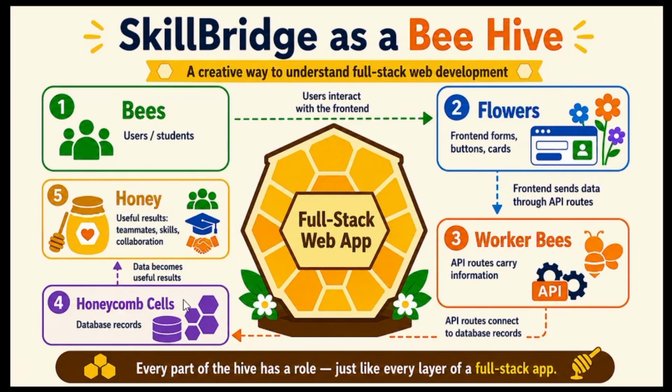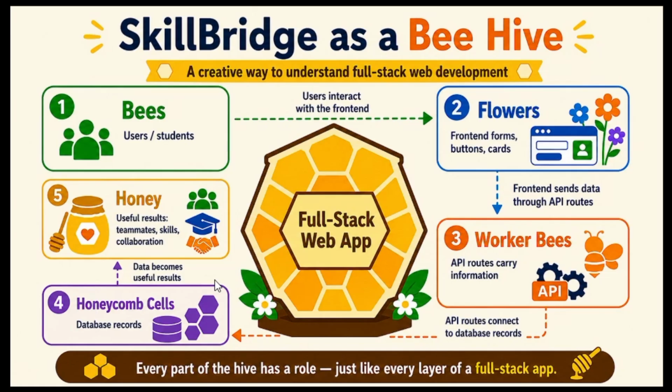The fourth part is the honeycomb cells. So over here, honeycomb cells represent database records like MongoDB. In a real hive, honeycomb cells store honey and they support the structure of the hive. So in a web application, the database stores that important information. And in my project, of which the link is in the description again, each database record could be a student profile, a skill listing, or a collaboration request.